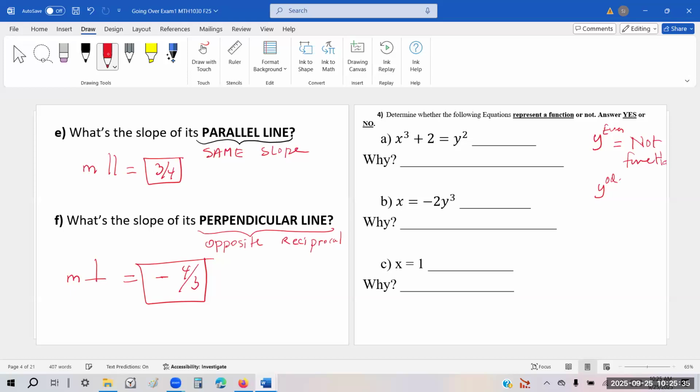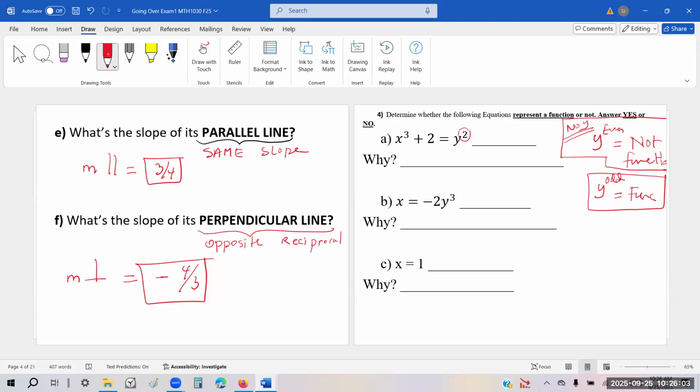If y has an odd power, or an even power, or no y. So even has two scenarios: either it's an even power or you don't see any y. In those two scenarios, it's not a function. And if you have an odd power, then it is a function. Okay. We don't care about the x. We only care about the y.